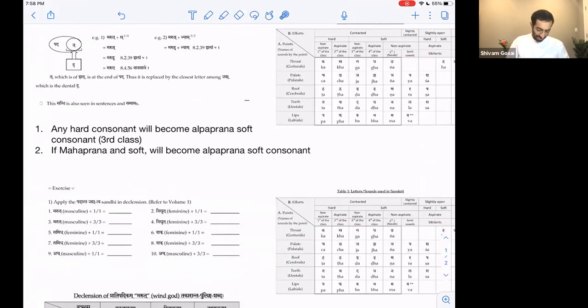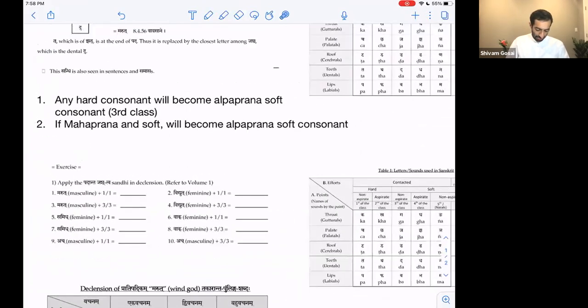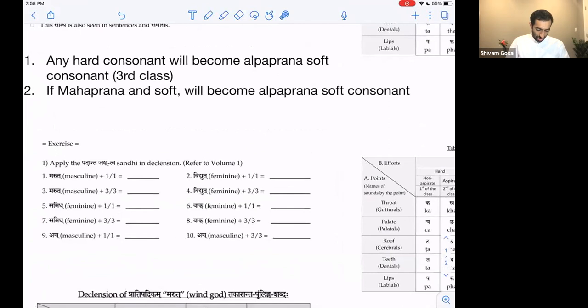Okay, just to complete the sandhi, right? So marut 1-1 is marud or marut, the 1-1 has the option. Marut 3-3, marud, then bis, bihi.